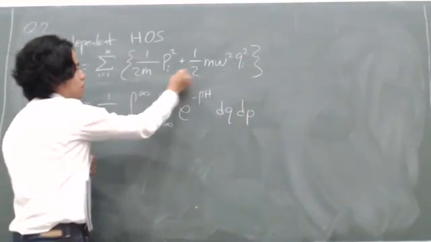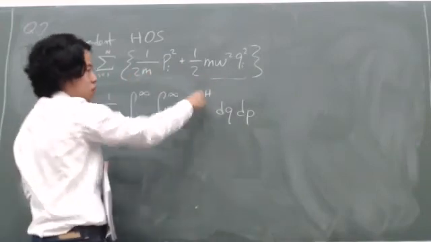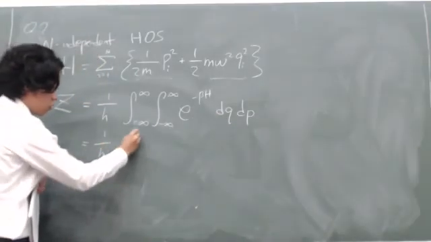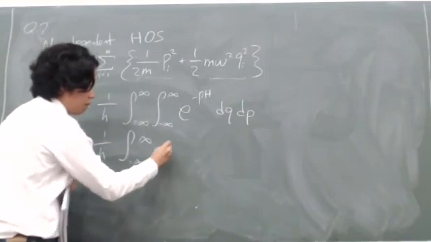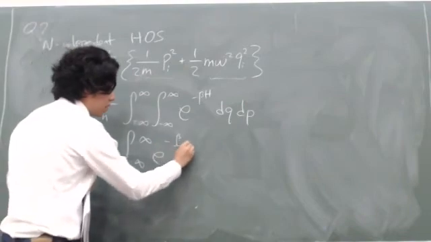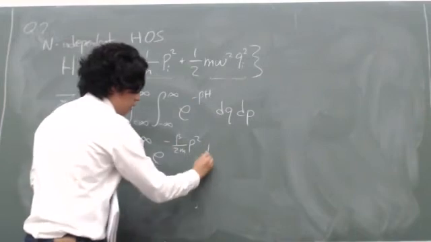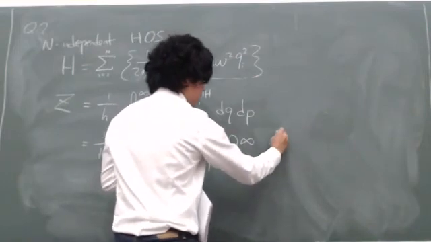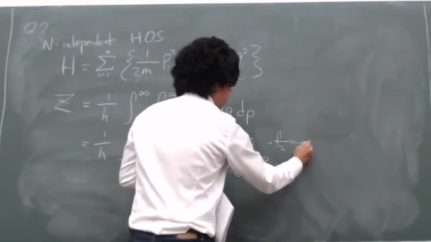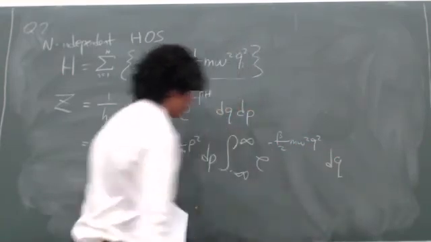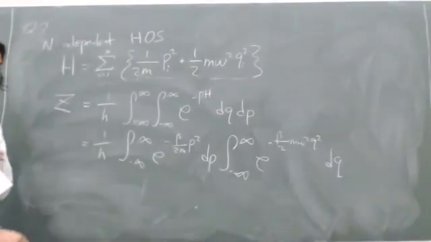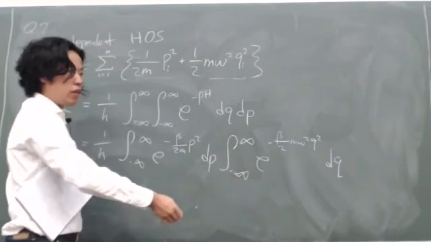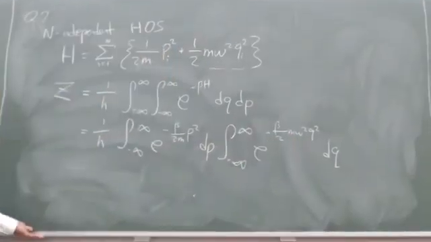And luckily for us, the two bits are completely separate. Your p bit and q bit are two separate terms, so I could essentially separate this integral to do them one at a time. So I got 1 on h, the integral from minus infinity to infinity of the p bit, e to the minus beta on 2m p squared dp, times the integral from minus infinity to infinity of e to the minus beta on 2 m omega squared q squared dq. So I can completely separate out the exponential. Both of them are just Gaussian integrals, integrals over all of the real line of a squared exponential. This is just a standard result that you can quote.